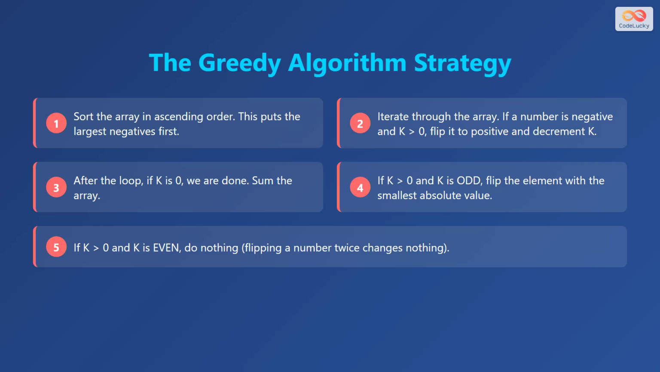So, here is our greedy strategy. First, sort the array so the largest negatives are at the beginning. Iterate through the array and flip negative numbers to positive while we have k available. If we run out of negatives and k is 0, we stop. If k is still greater than 0, we handle the remaining flips based on whether k is even or odd.